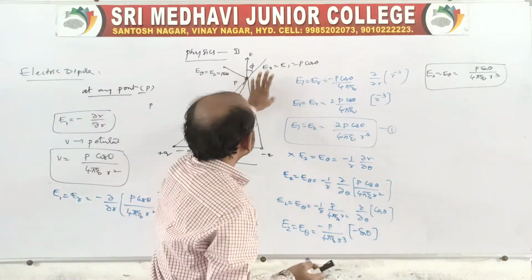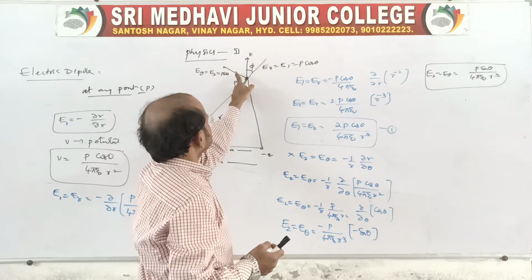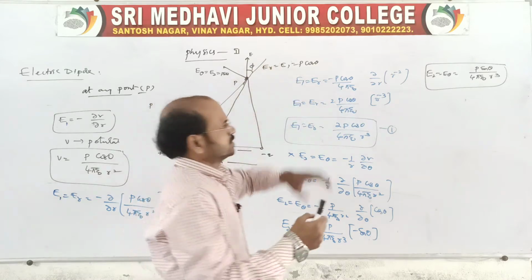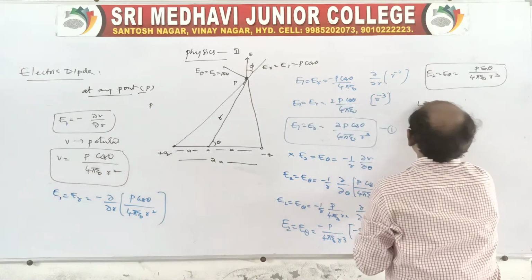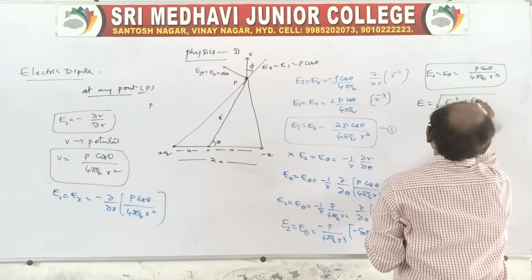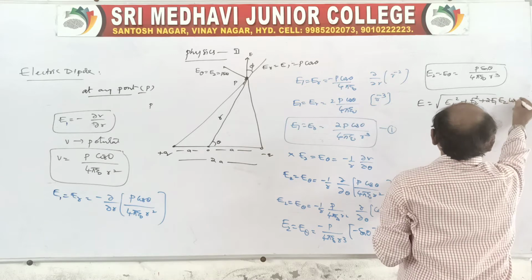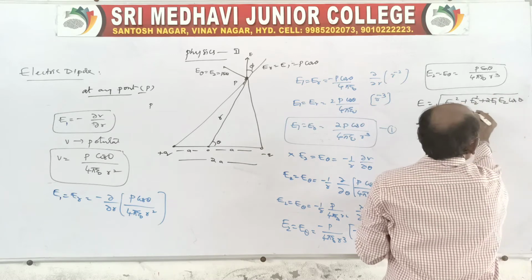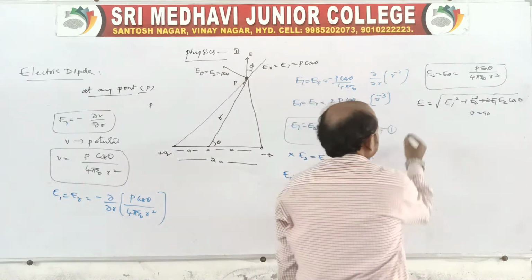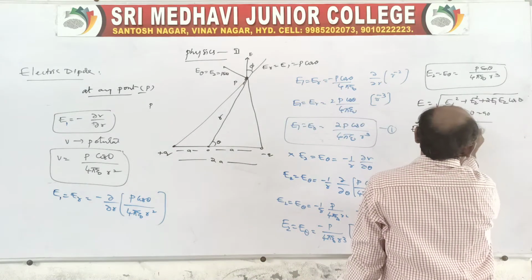E2 and E1 are due to a dipole. Now actually we have to get E. Looking at the diagram, E2 and E1 are perpendicular to each other, so we take a resultant: E is the root of E1 square plus E2 square plus 2E1E2 cos theta. Of course theta is 90, no? If I take theta as 90, cos 90 will be 0. Therefore E is equal to root over E1 square plus E2 square.